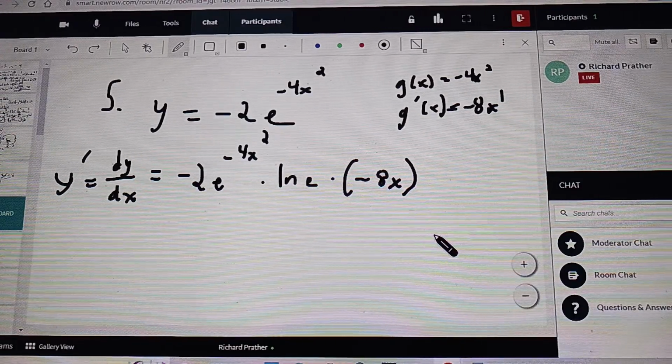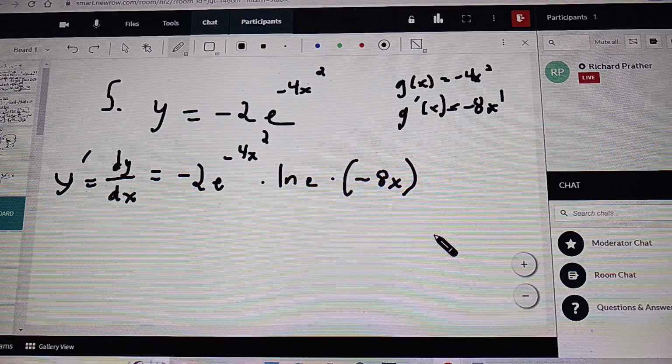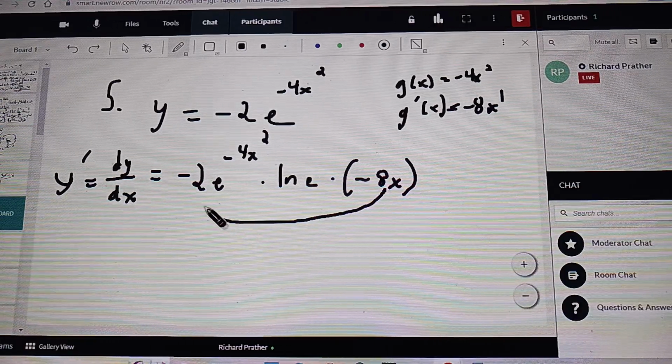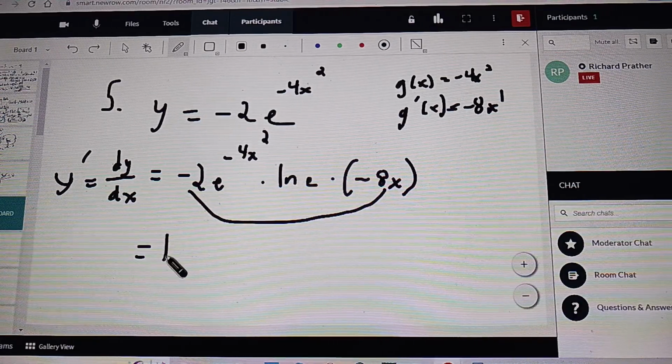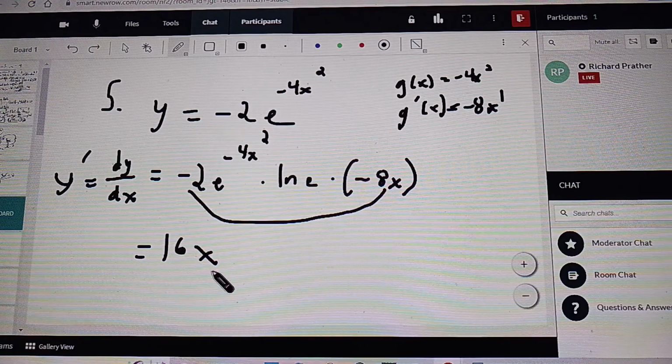The exponential part itself will never be the power rule, but the exponent of it could be. So now do negative 8x times negative 2. That will be positive 16x. We usually put that in front. Exponentials usually go in the back.